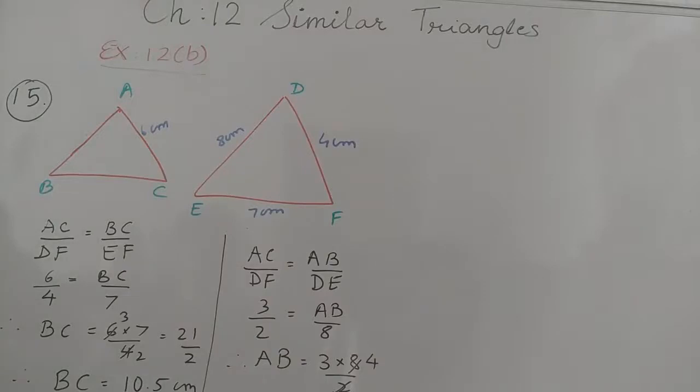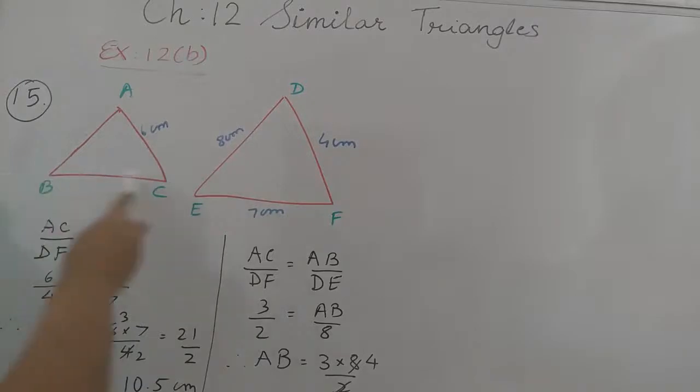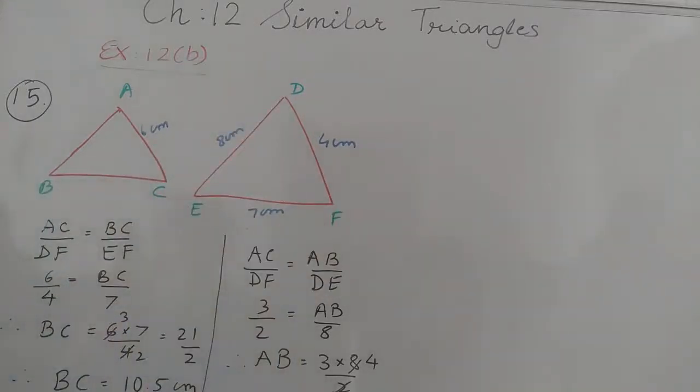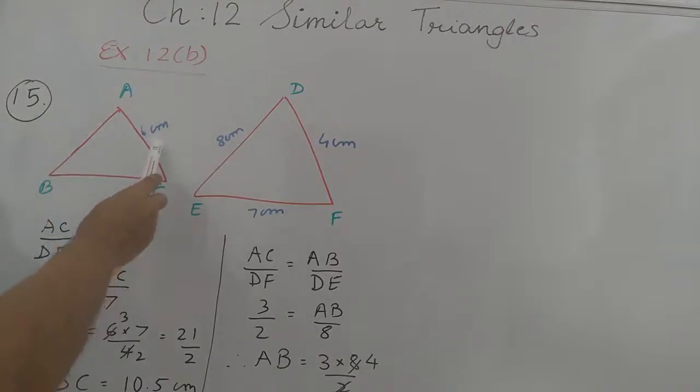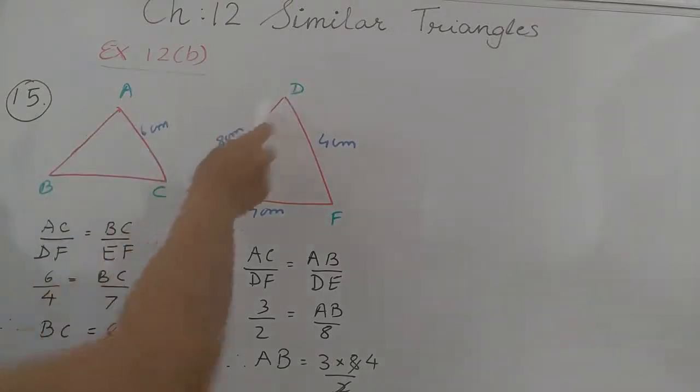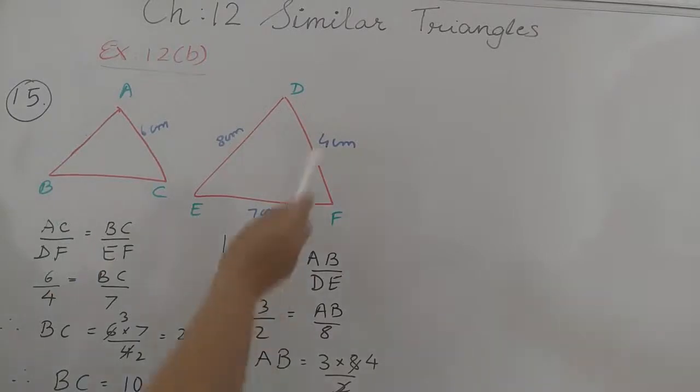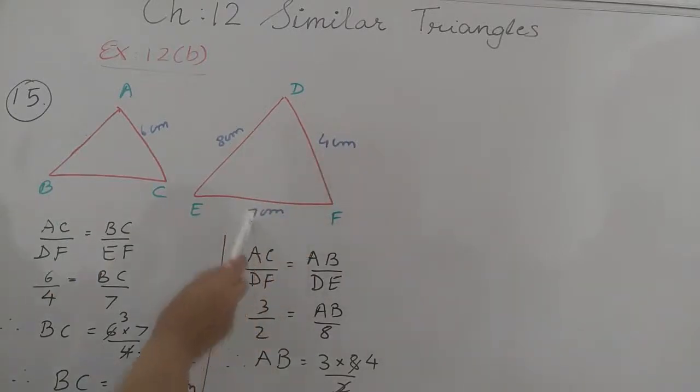Exercise 12B, question number 15. Calculate the other sides of a triangle whose shortest side is 6 centimeters and which is similar to a triangle whose sides are 4, 7 and 8 centimeters. So students, I have taken two triangles, triangle ABC and triangle DEF, which are similar to each other. Also, I have taken the shortest side of triangle ABC as 6 centimeters, and accordingly the shortest side of triangle DEF is 4 centimeters, and the other two sides are 7 centimeters and 8 centimeters.